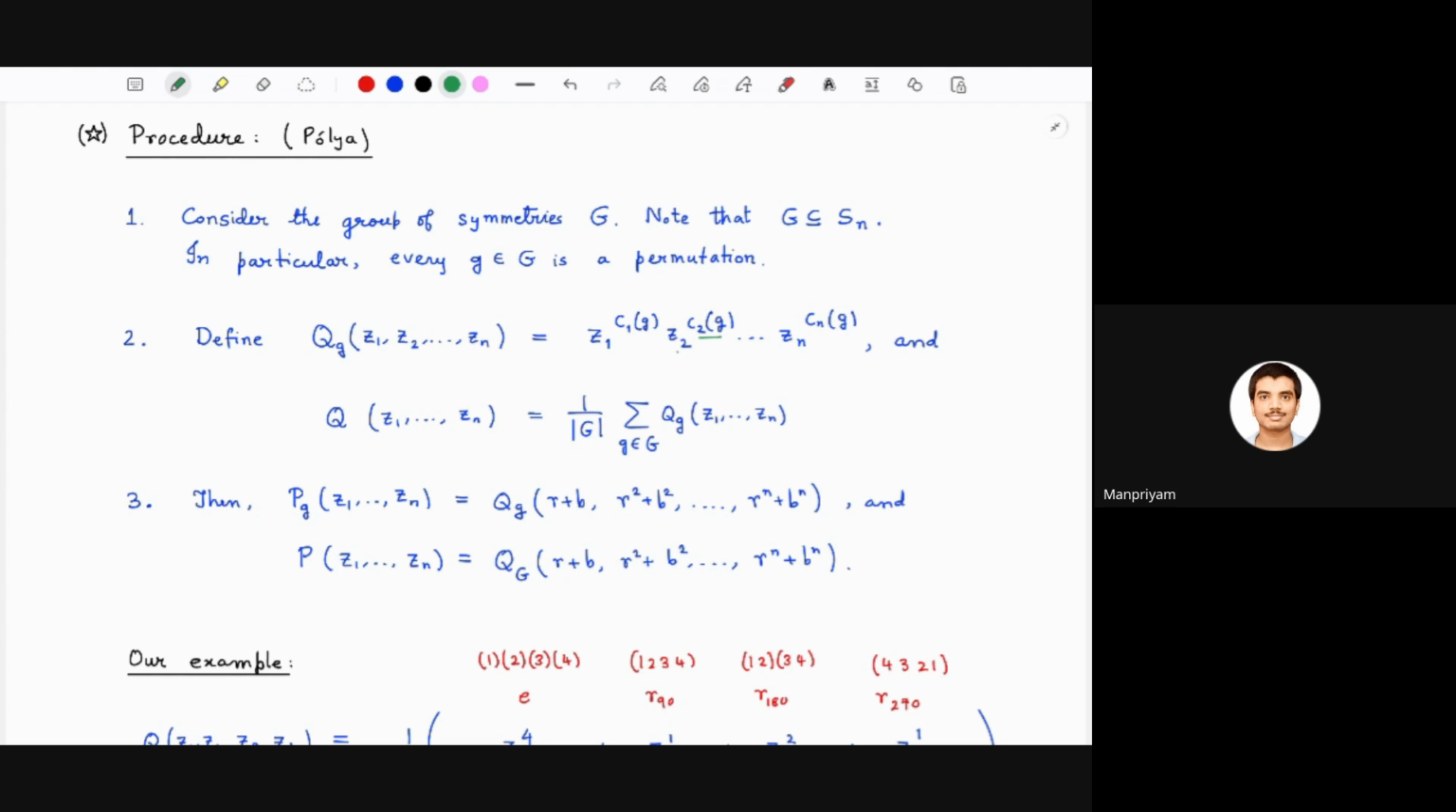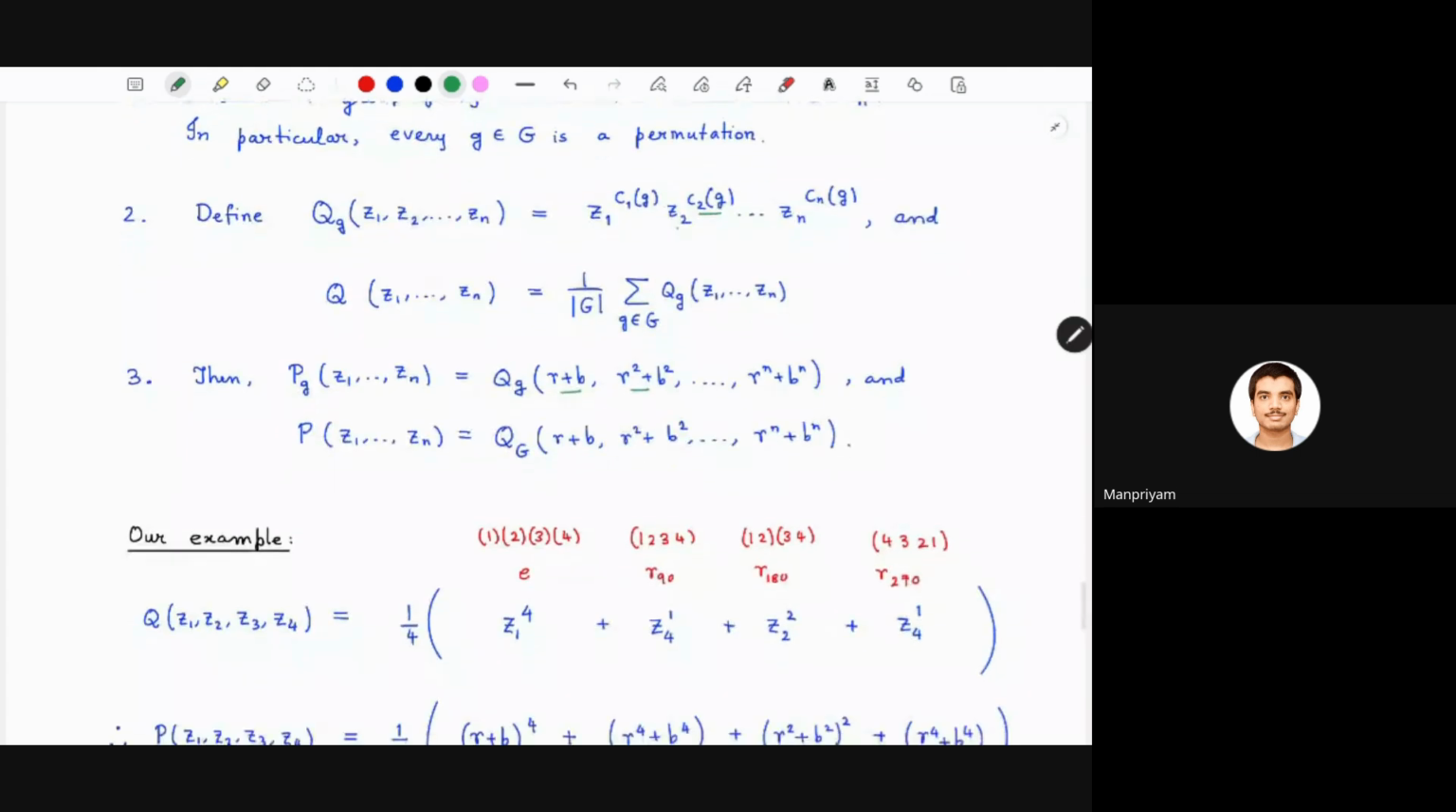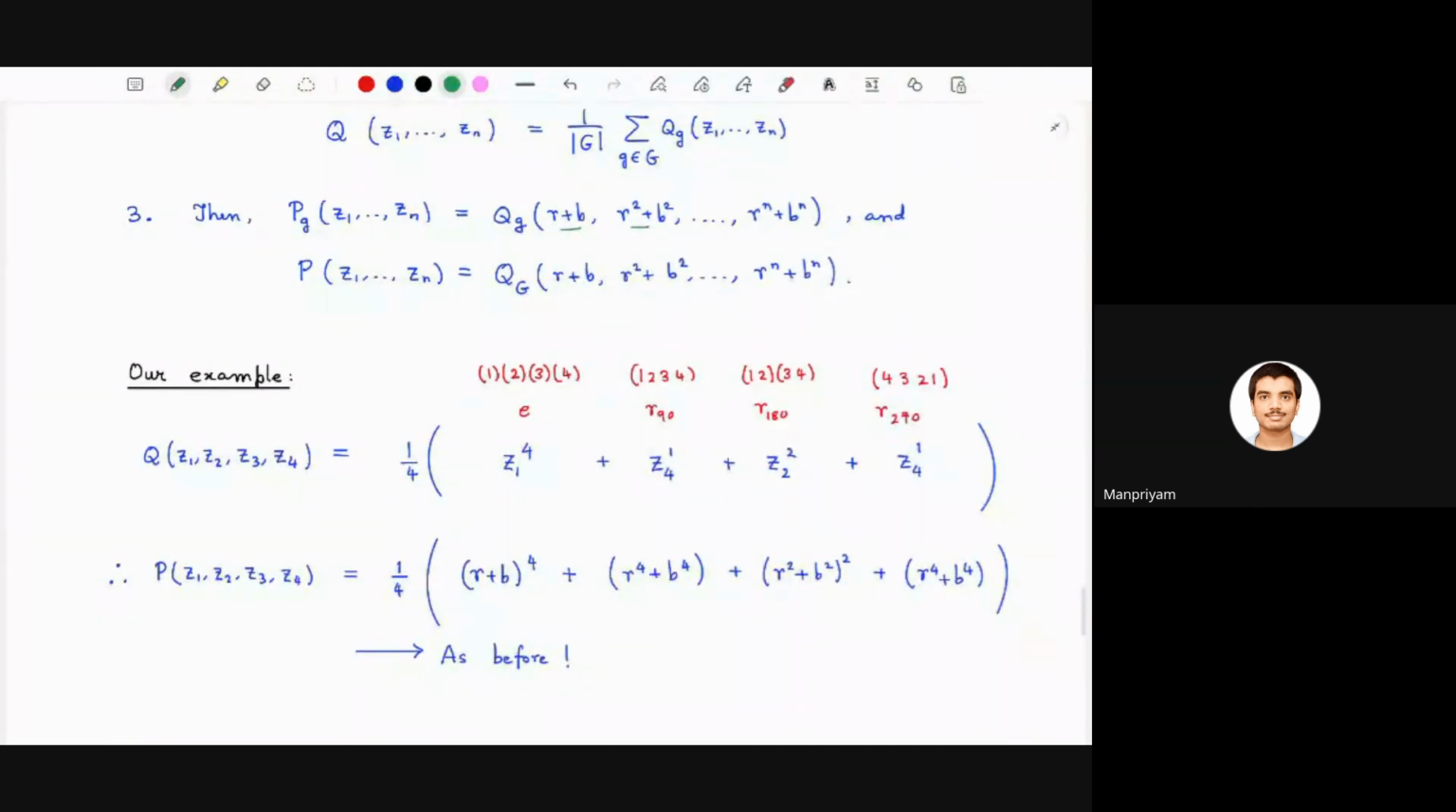Once you have done that, then computing our polynomials P_G and the overall polynomial P is just done by substituting R plus B, R squared plus B squared in terms of Z in place of Z1 and Z2, and so on. So if you go back to our previous example, Q of Z1 through Z4, because we had these four group elements, looks like this. So this has 4 1-cycles, this has 1 4-cycle, this has 2 2-cycles, and this is just 1 4-cycle. So this is precisely what you have, and these are exactly the polynomials that we had before.